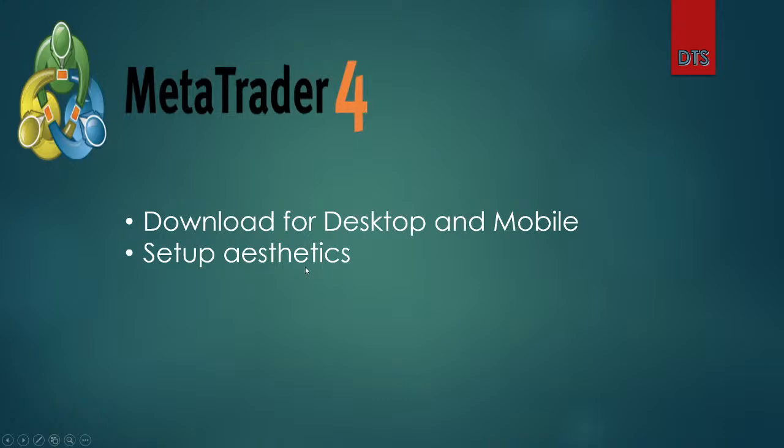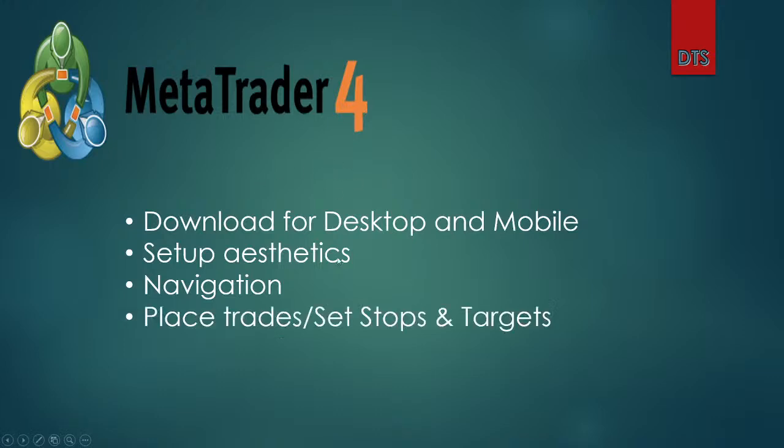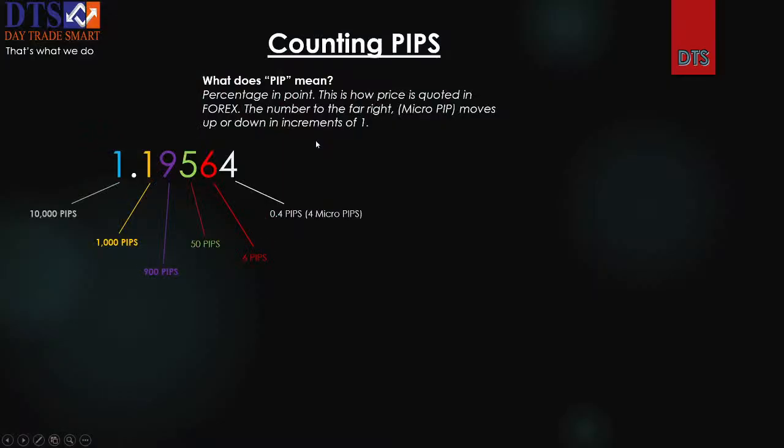Now, we want to look at setup and aesthetics. Navigation, how to navigate, buy, sell, and so on, where everything is, what buttons you're supposed to press, how to look at your active accounts and your historical information. So we'll go over all of that. Of course, placing trades, setting your stop loss and your targets. First thing, we want to figure out how to count pips. Before we do that, let's look at the download process.